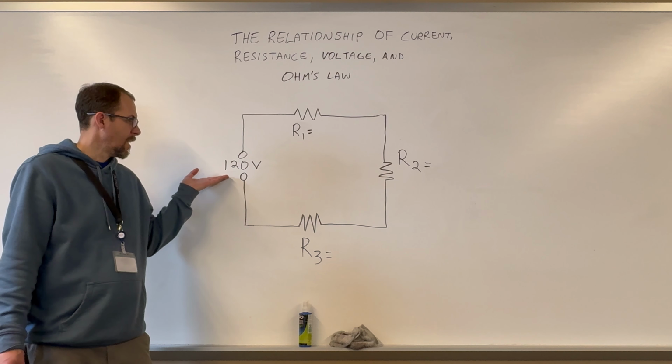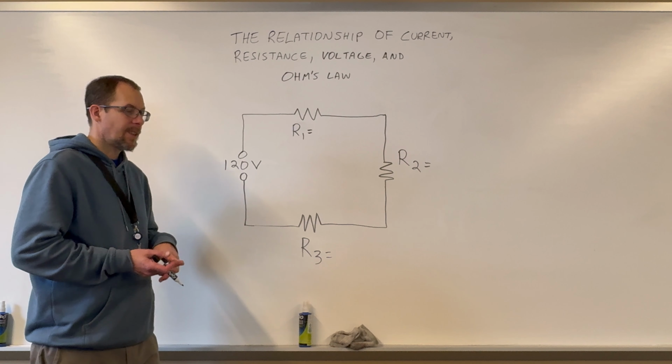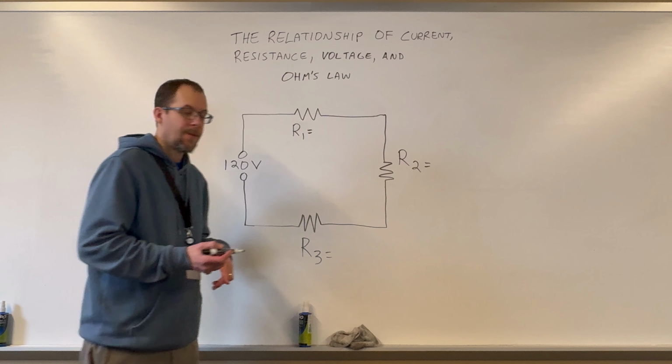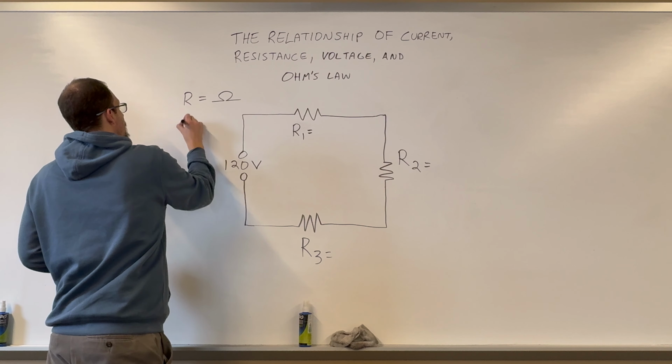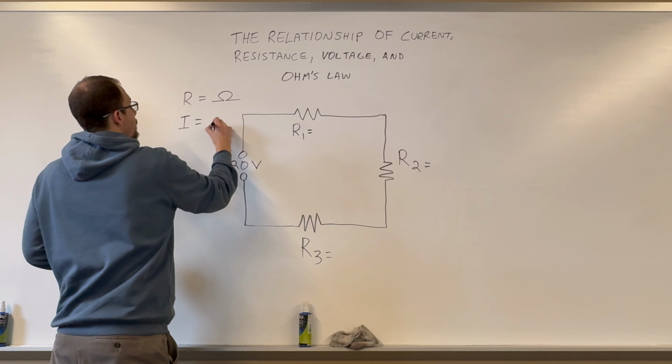Now, we haven't talked about yet what terms we use for our current, our voltage, and our resistance. If we are looking for an ohmic value or resistance, we are looking for the symbol for the ohm. Okay? If we're looking for current, I, we're looking for the amp. And finally, E for volt.